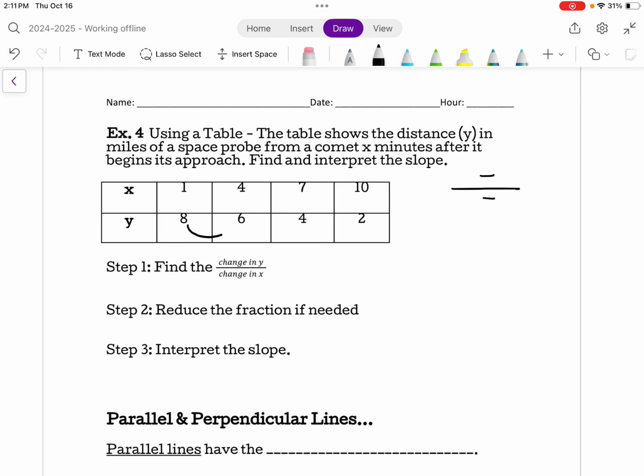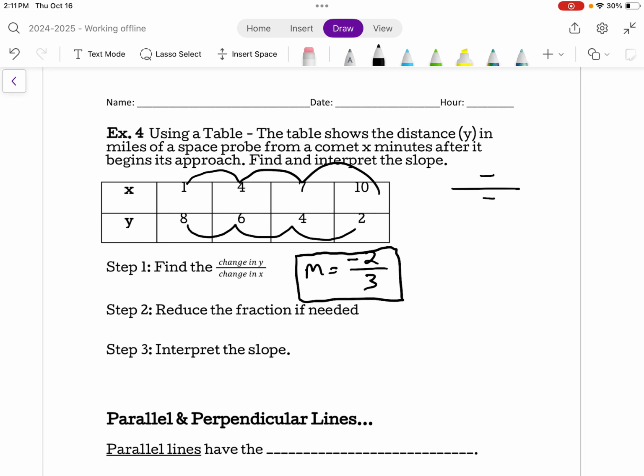So how do I go from 8 to 6 to 4 to 2? That's the change in y, and that would be -2 because I'm counting down, divided by the change in x. How do I go from 1 to 4 to 7 to 10? That would be +3. So if you do change in y over change in x, that's another way to find slope. And so my slope in this problem would be -2/3. Step 2 says I should reduce it. Obviously, this fraction can't be reduced, so I don't have to take care of step 2 here.